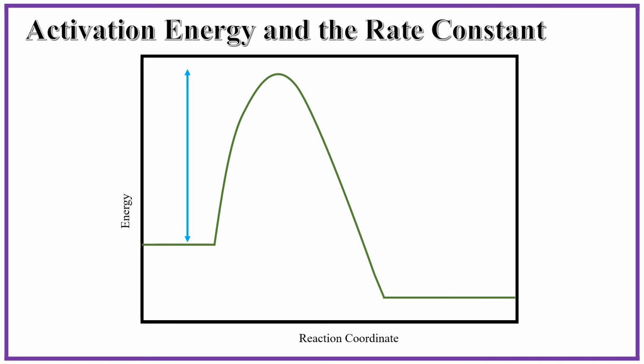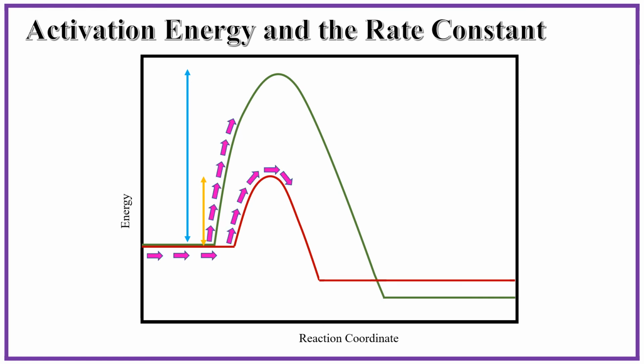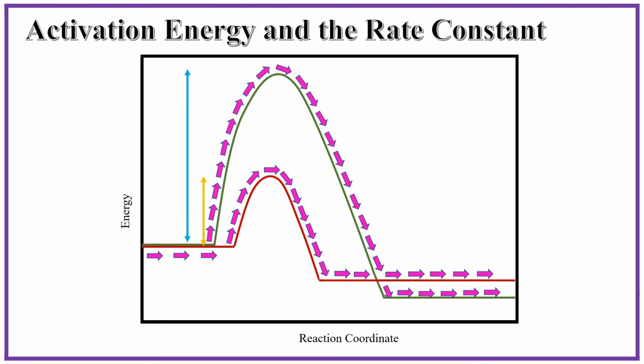Consider the reaction coordinate, where the reaction progresses along the green curve, and the required activation energy is represented by the blue arrow. Then consider another reaction that progresses along the red line, but has a lower activation energy represented by the yellow arrow. Because there is a lower energy barrier to progress the reaction with the lower activation energy, the reaction will go to completion more quickly than the reaction with the higher activation energy.